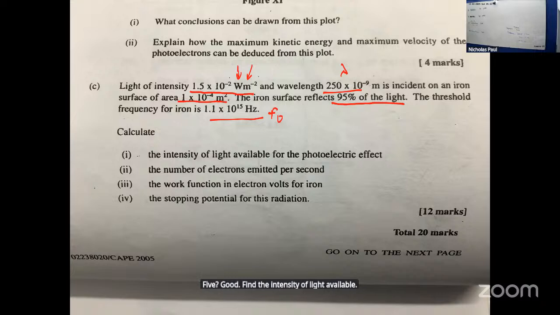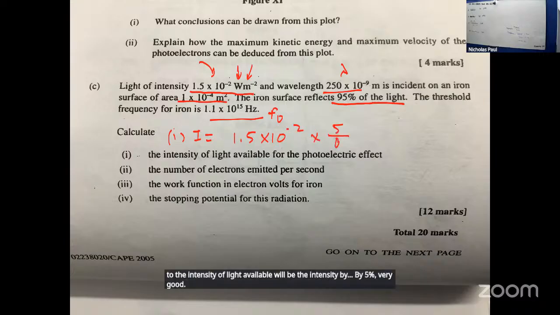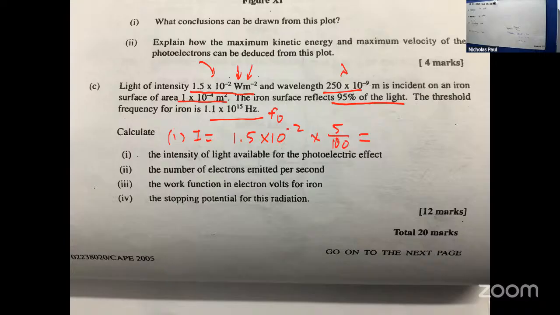Find the intensity of light available. Real simple. So the intensity of light available will be the intensity times 5%. Very good. That's all. I asked you for the intensity available. How much is that? 7.5 by 10 to the minus 4.